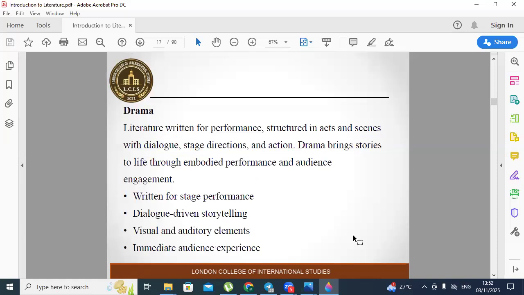Drama overview and key features. Drama occupies a unique position among literary genres because it exists simultaneously as written text and live performance. While we can read plays silently on the page, they achieve full realization only when actors embody characters, directors interpret staging, and audiences participate in the immediate communal experience of theatrical performance.